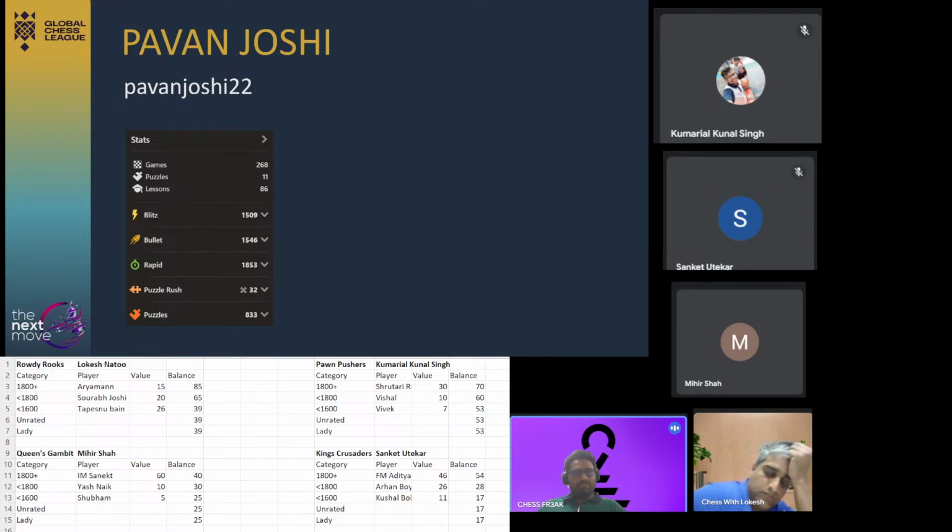And Pawan Joshi is a good friend of Lokesh. Do we see any bids from Lokesh? Now you're putting pressure on me too. 2 points. Lokesh started with 3 points, Queen's Gambit. Do we see any more bids for Pawan Joshi? 3 points for the Queen's Gambit.